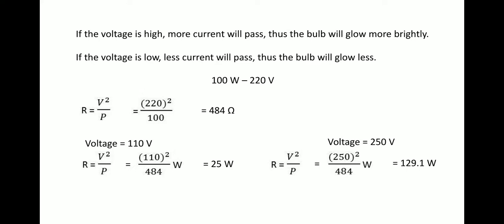So this is the calculation that shows us that if the voltage is higher, then more current will flow and more will be the consumption of electrical energy. And if the voltage is low, similarly less current will pass and the bulb will glow less, and thus it will consume less amount of electrical energy.